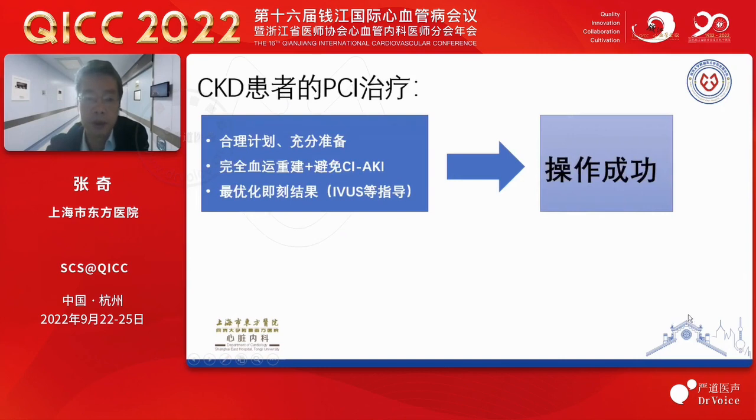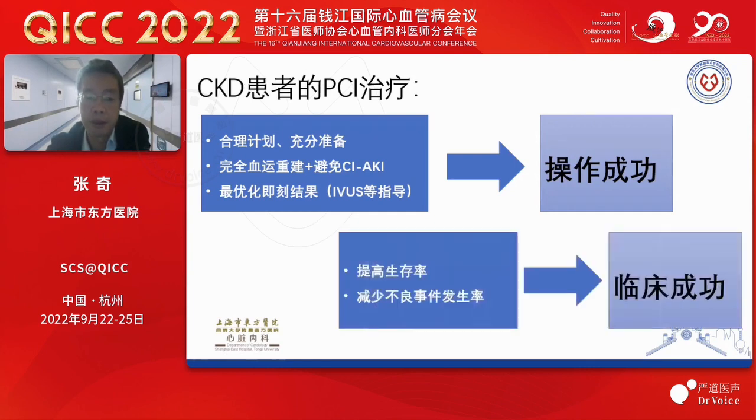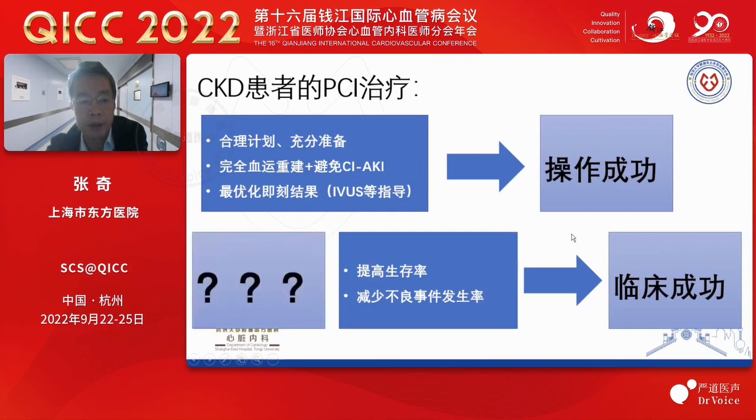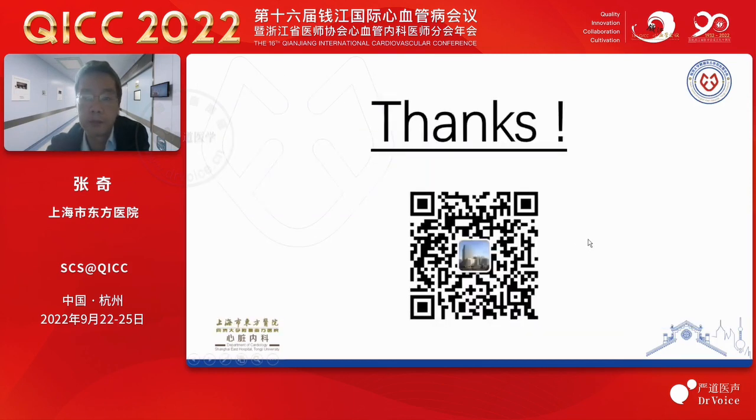So for this case, the procedure is successful. We have a good planning, we have a good preparation, we have a total revascularization, we prevented CI-AKI, and we have the IVUS guidance and how to improve the survival and how to reduce the long-term adverse events. We still need to consider a lot of things for this case.